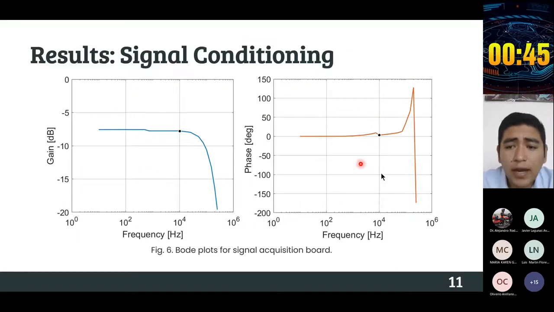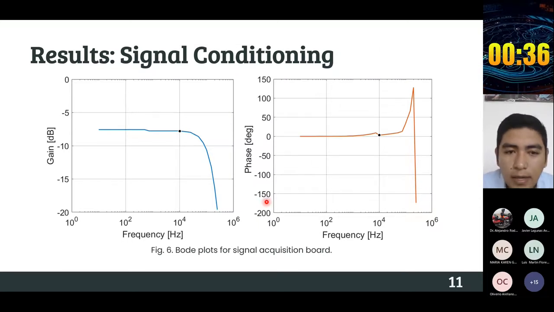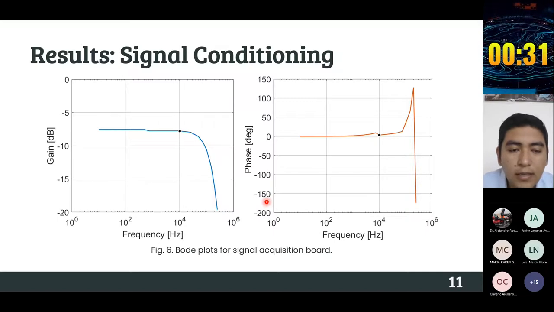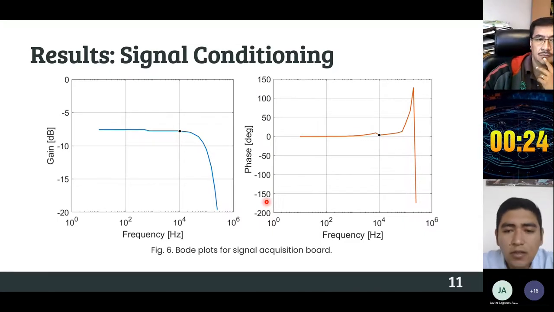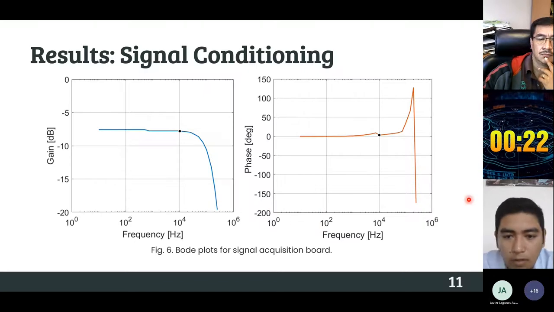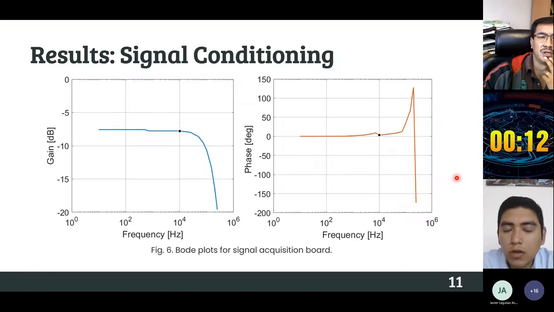Okay, I'm going to show you some results from the characterization of the system. These are the Bode plots for the signal acquisition board. As you can see, there are linearized signals for frequencies less than 10 kilohertz. So this is taken into consideration to implement in the code for the ADC.